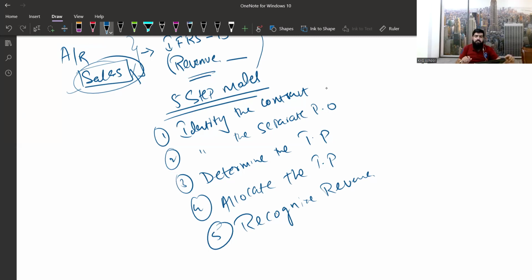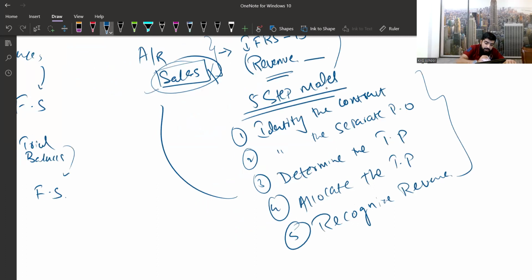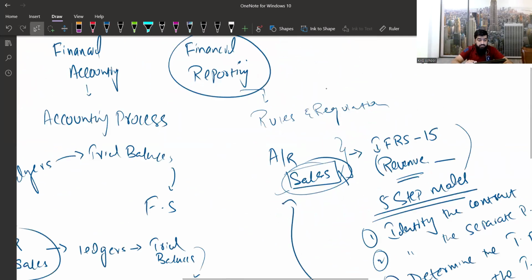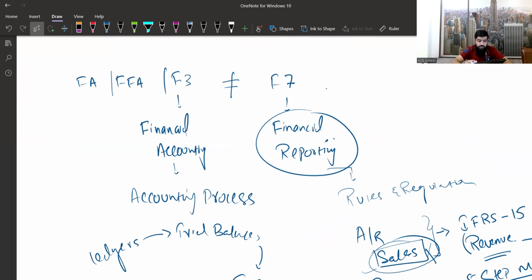So these are the rules, and once you comply with these rules, then you can make an accounting entry for this. Now you tell me whether you have ever thought about these while recording an entry for sales. Never. In the financial accounting paper, this vision, this wisdom was not given to you. You were just given the transaction, and all you had to do was record that particular transaction. But in the financial reporting paper, we'll be discussing the rules and regulations. So this is the difference between the financial accounting and the financial reporting paper.